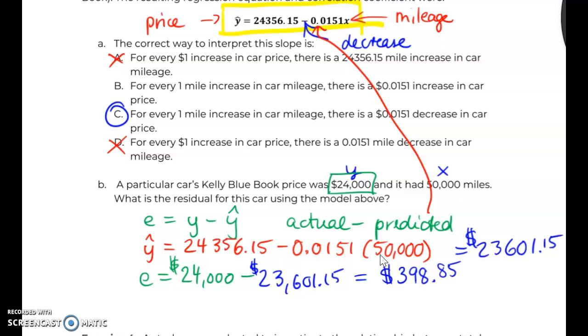So our actual value was 24,000. Our predicted value was $23,601.15. So over here we under predicted the actual value. So this is an under prediction, which gives us a positive residual.